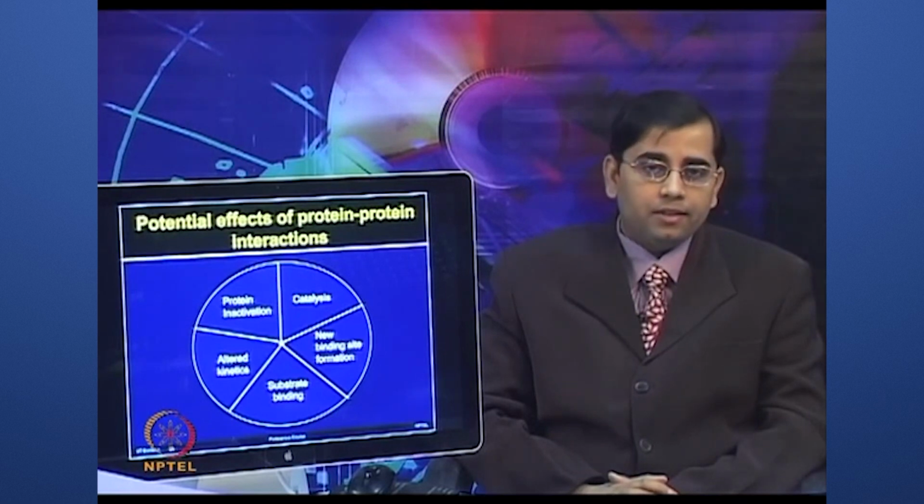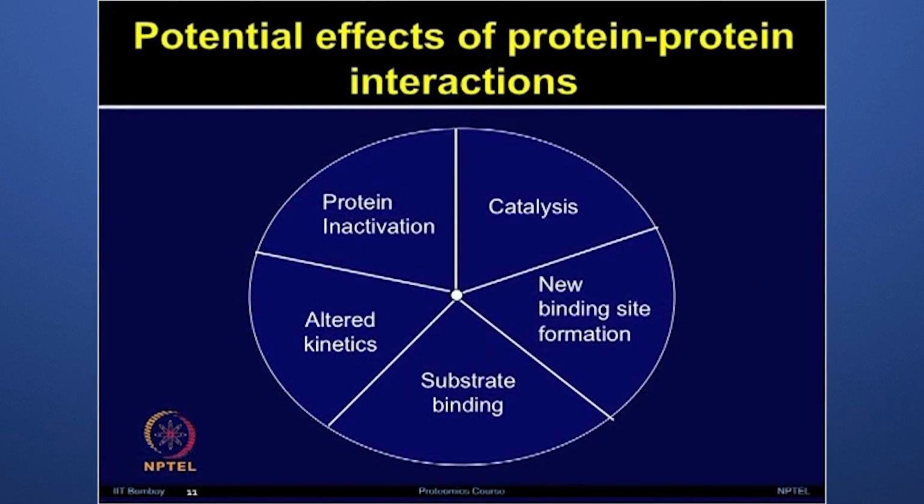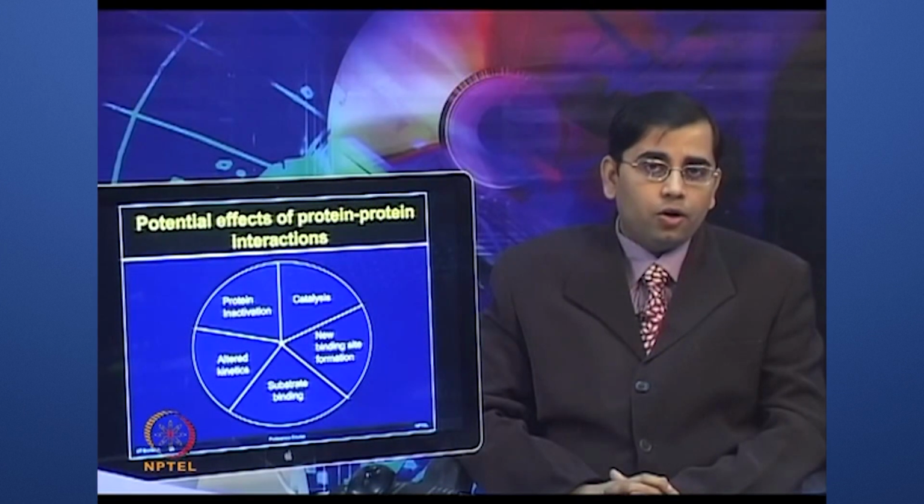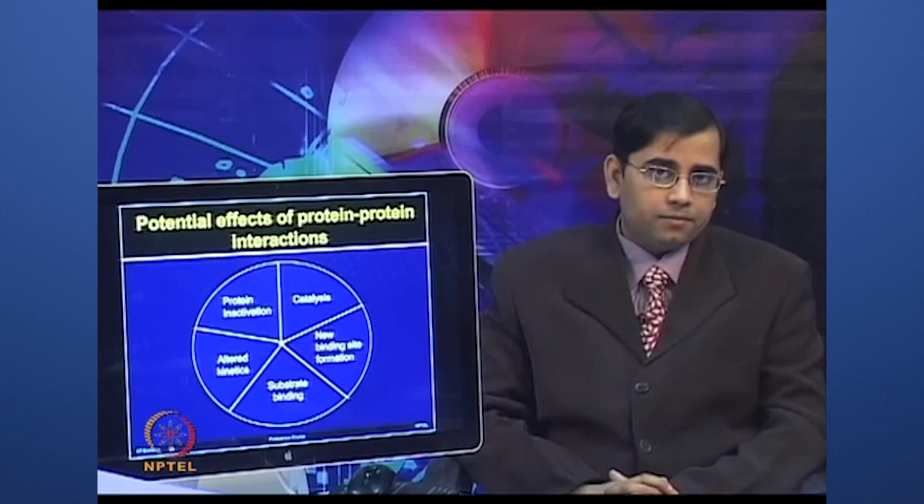Few effects are described in the slide, such as catalysis, protein inactivation, altered kinetics, alteration of substrate specificity for the substrate binding, and new binding site information. So, these are just few examples of potential effects of protein-protein interactions, but they actually alter a multitude of effects which ultimately lead to either positive effects or dysregulation, which may result in various diseases.